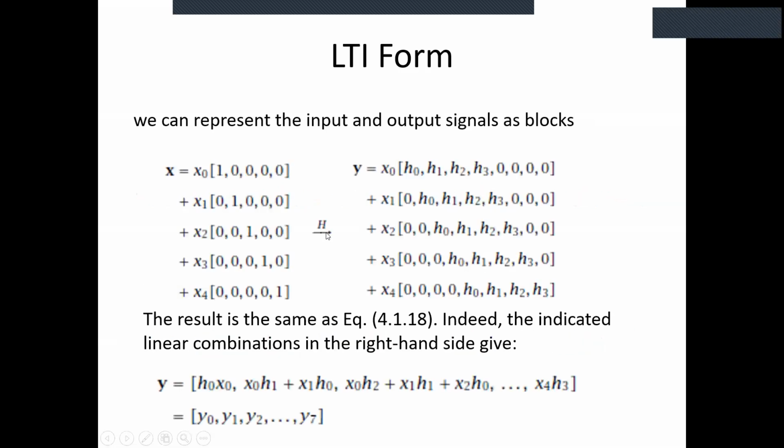Well, now we can reform the equation again. Now y will be in this form: x naught multiplied by h naught, h1, h2, h3. We said that h naught is h of n. Then we have h of n minus 1, shifted by 1. h of n minus 2, shifted by 2. h of n minus 3, shifted by 3. And finally h of n minus 4, shifted by 4. Well, now here we have the values of y.